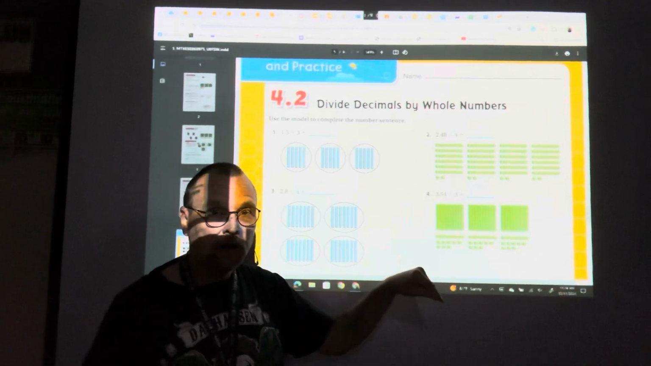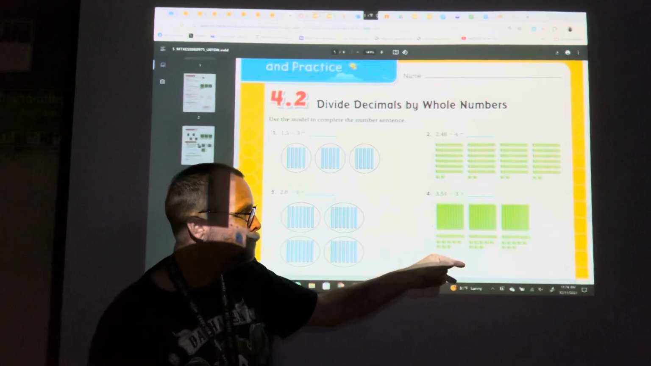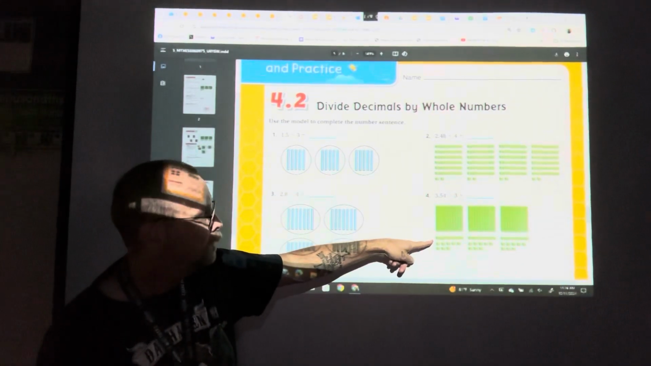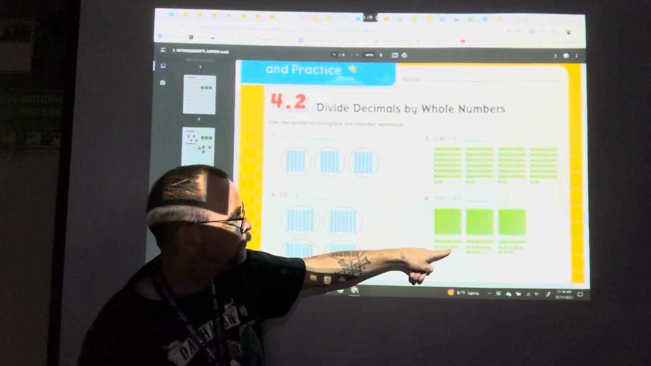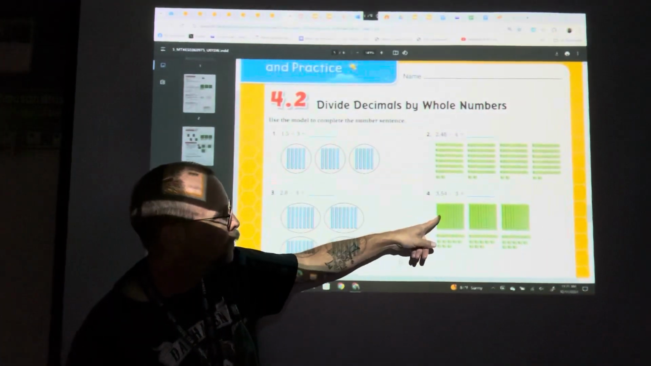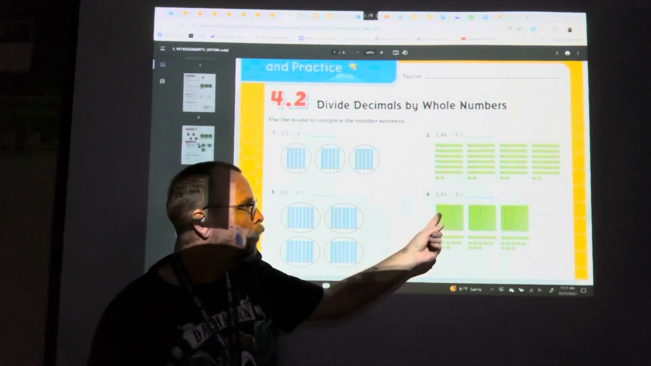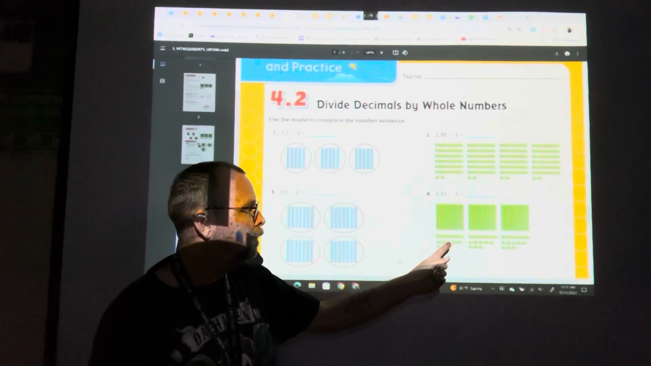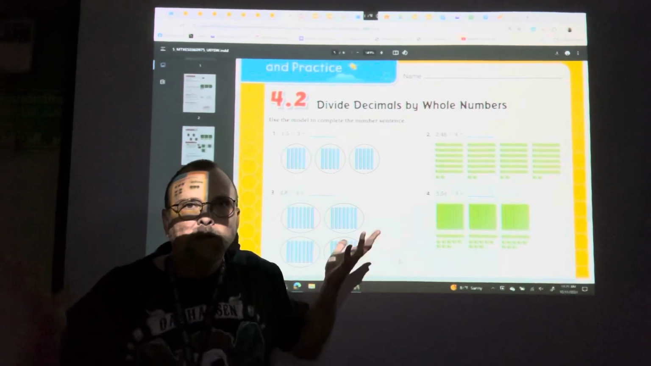I'm going to have 1 point. My whole number is 1 because I have 1 whole here. Then I have 1/10. So now I have 1.1, and I have 1, 2, 3, 4, 5, 6, 7, 8. So I'm going to end up with 1 18/100. 1.18. 1 18/100. It's easy.